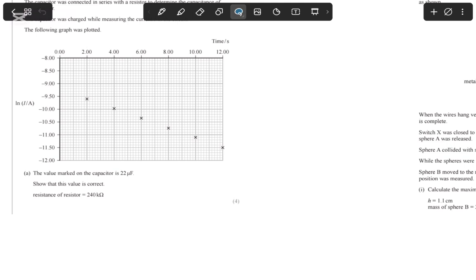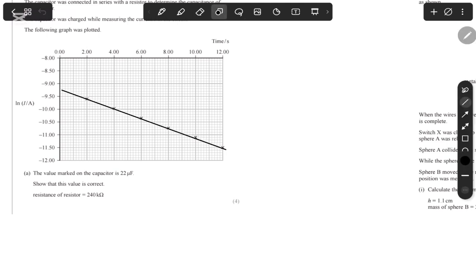So we have the graph on top of ln current against time. Now what I'm going to do firstly is I can see those points that are plotted. So I'm going to draw a line of best fit. So it's going to be something like this. So you can take your ruler and draw the line. Okay, so that's the line.